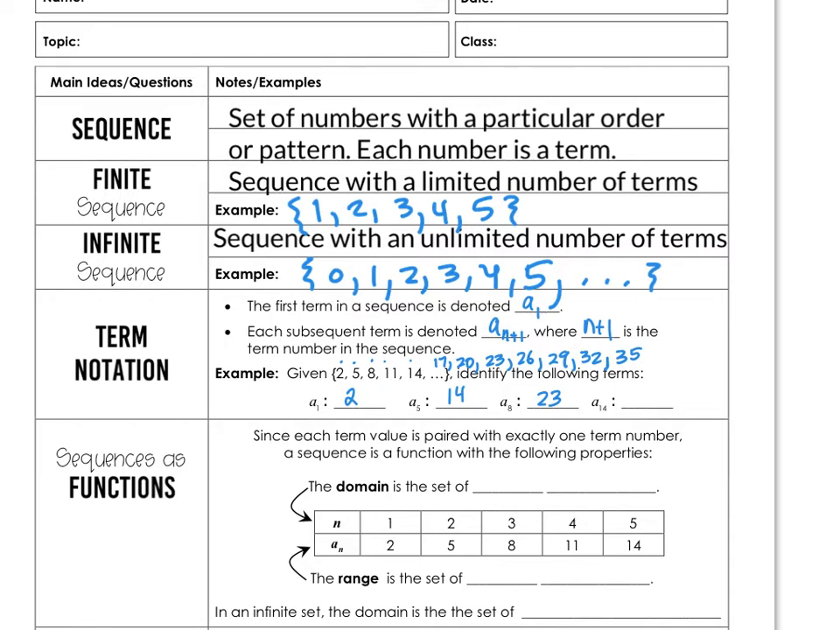Let's count to 12: 1, 2, 3, 4, 5, 6, 7, 8, 9, 10, 11, 12. Oh, we need some more. The 13th term, the 14th term. And of course it does go on. Okay, so this is 41.